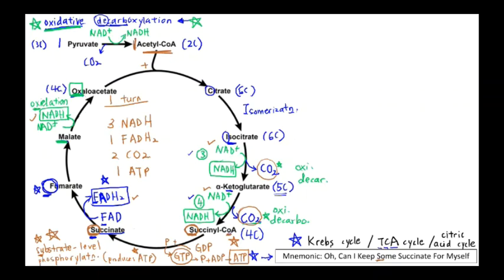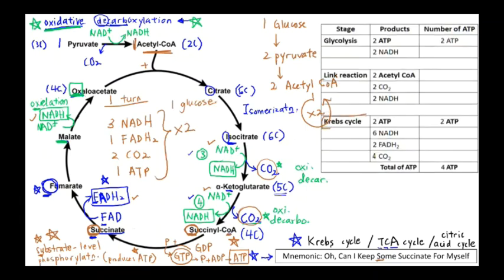But if you remember that 1 glucose will give us 2 pyruvate, and from these 2 pyruvate, after the link reaction, it will form 2 molecules of acetyl-CoA, which means I will have 2 turns of the Krebs cycle, and all of this needs to be times 2. During the Krebs cycle, from 1 glucose molecule, I will get 2 ATP, 6 NADH, 2 FADH2, and 4 carbon dioxide. And these 2 ATP are formed through substrate level phosphorylation.